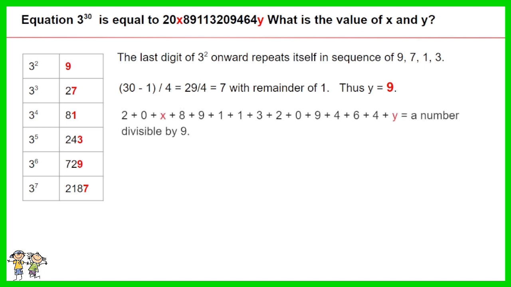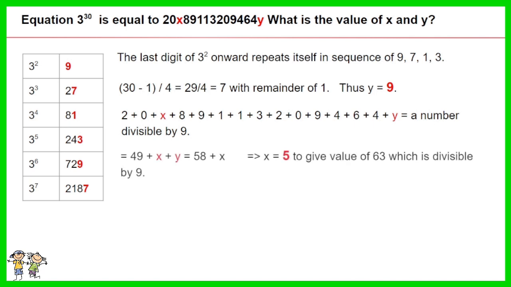The total of digits, 2 plus 0 plus x plus 8 plus 9 plus 1 plus 1 plus 3 plus 2 plus 0 plus 9 plus 4 plus 6 plus 4 plus y, is a number divisible by 9. Add up all the known digits, you have 49. Replace y with 9, you have 58 plus x. X is equal to 5, in order for 58 plus x to be divisible by 9. This gives a value of 63.